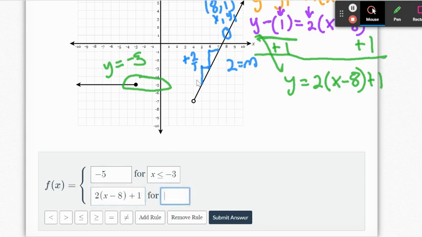And then I need to use that rule for, you see here, the x value at 4 starts the process of using that line. So I say x greater than 4. That is the piecewise function equation for this graph.